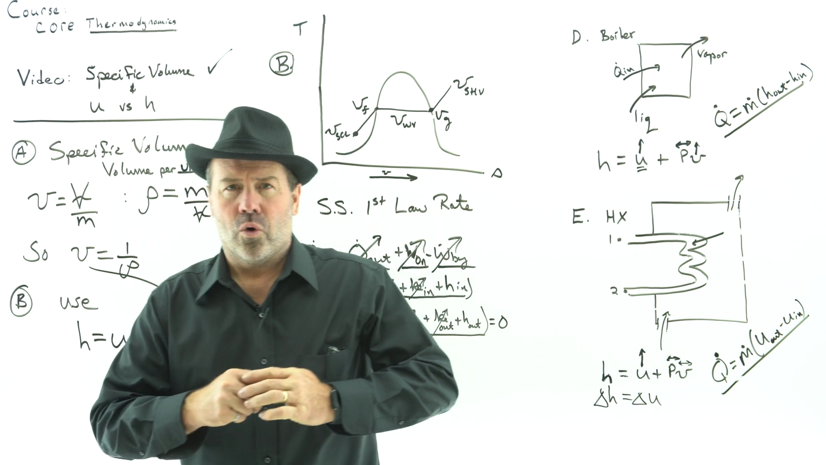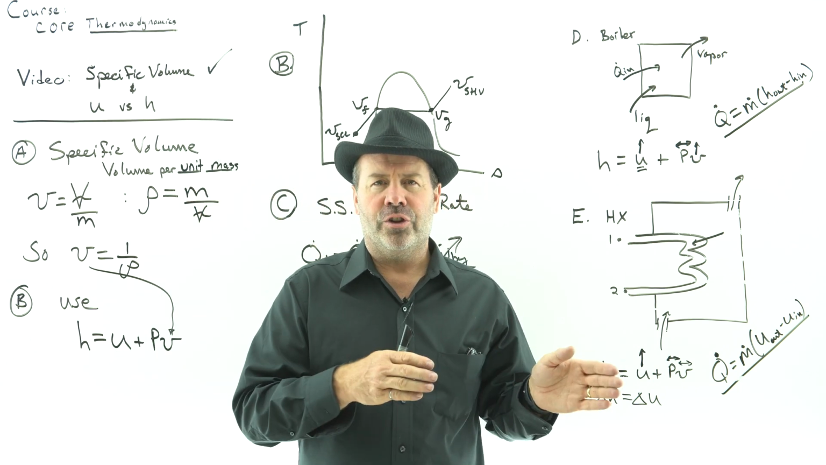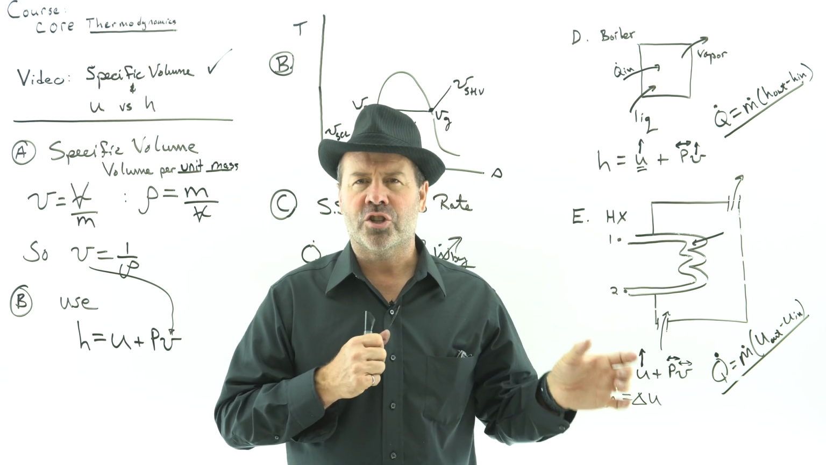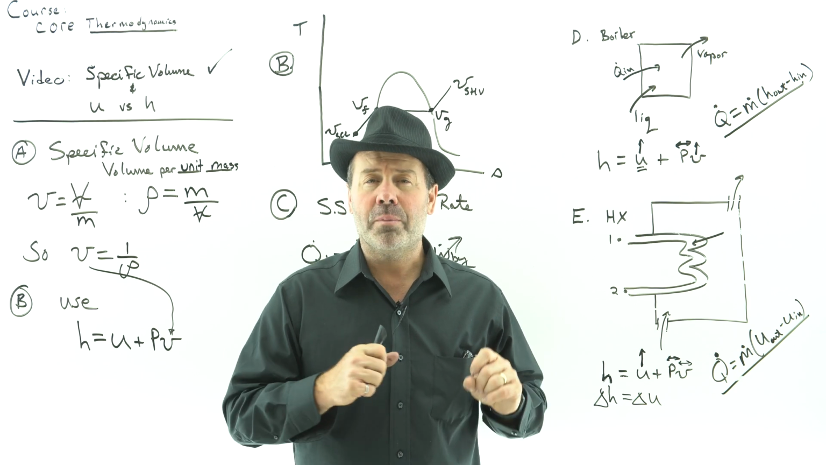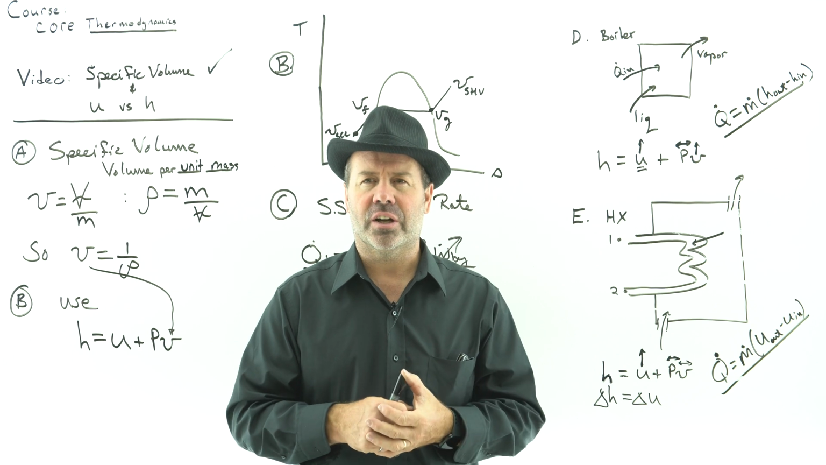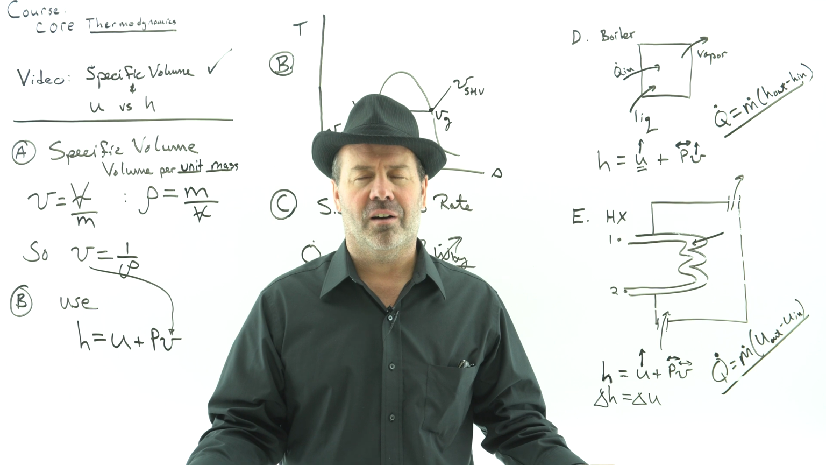So, in summary, delta H and delta U will not be the same if the pressure or volume are changing. Delta H and delta U will be the same if the pressure and specific volume are not changing. And in a thermodynamics course, you'll see examples of both.